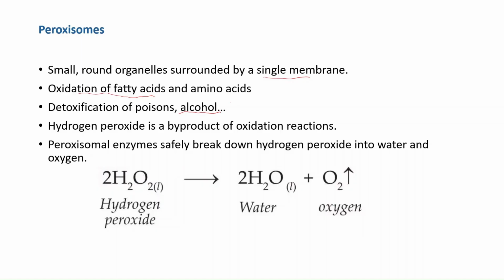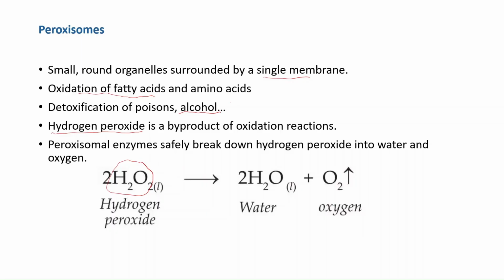But the main function of peroxisomes, and that's where it gets the name, is to break down the hydrogen peroxide that is formed in oxidation reactions. What's wrong with hydrogen peroxide? It's H2O2. It's toxic to cells. That's why if you put it on a cut, it kills bacteria. But we don't use it a whole lot because we found out that it actually damages your skin too.